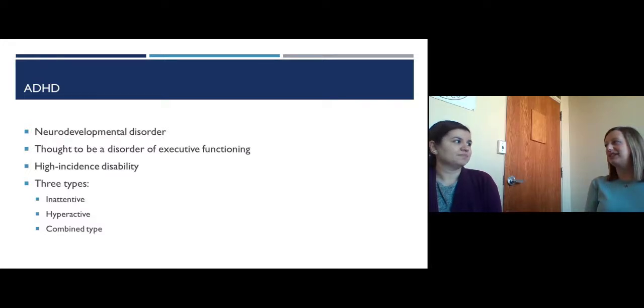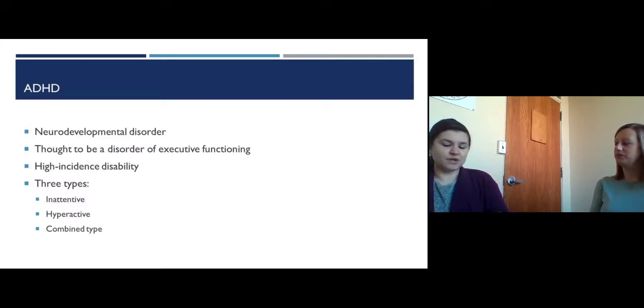The second type is the hyperactive type, which accounts for maybe about 18% of cases, and these are the kids that seem to always be on the go, bouncing off the walls, blurting out answers, and having a hard time waiting their turn. Those are the hyperactive kids. And then the most common type is the third type, the combined type, where we see a combination of both the inattentive and the hyperactive features.